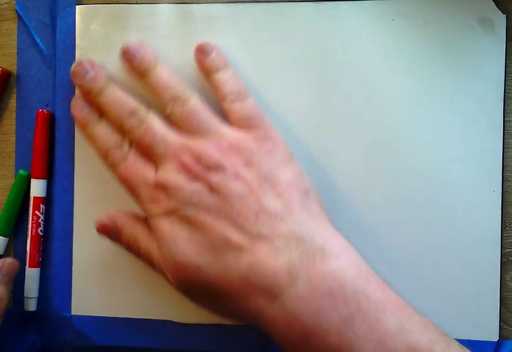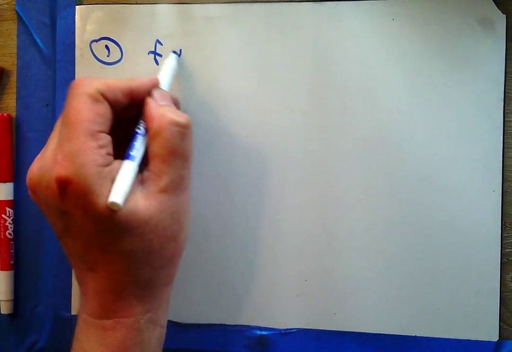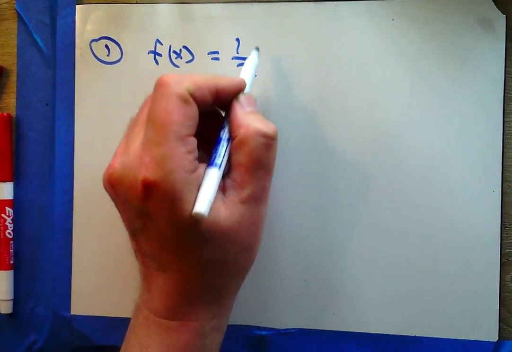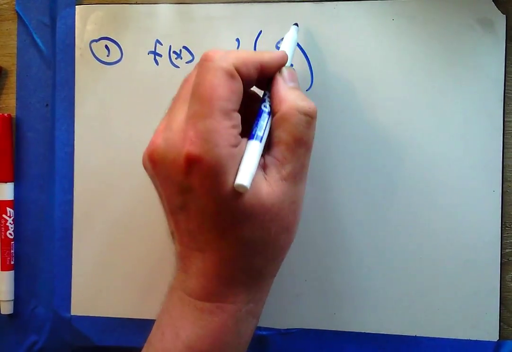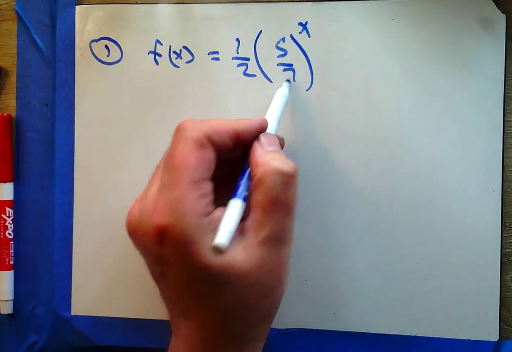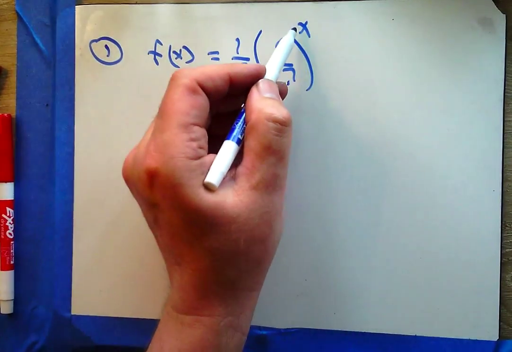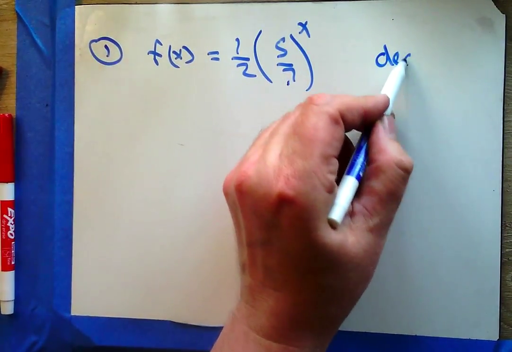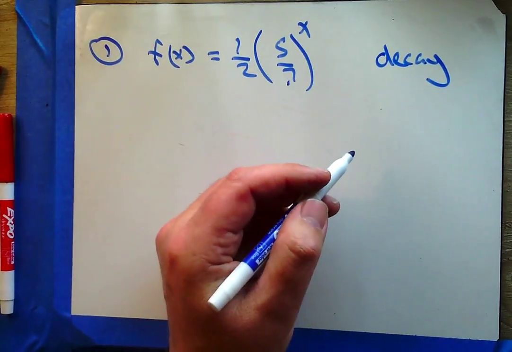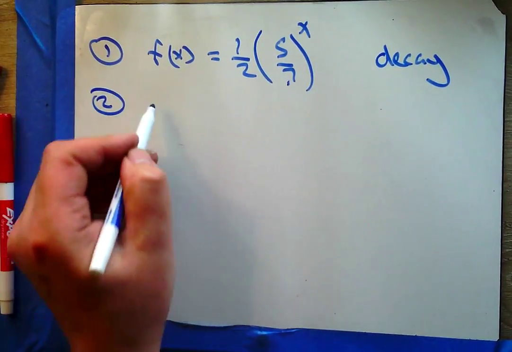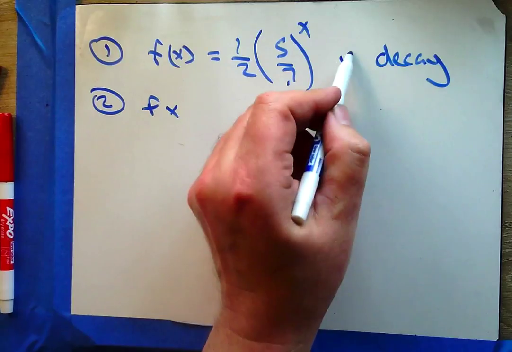So problem, well, this one's dying, so I'm not going to use that. I'll use blue today. Okay, 1. f of x equals 1/2 (5/7) to the x. Because the base is between 0 and 1 and there's no negative here, I know that this is decay.